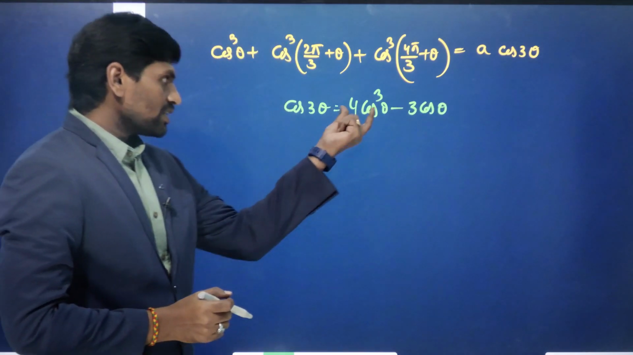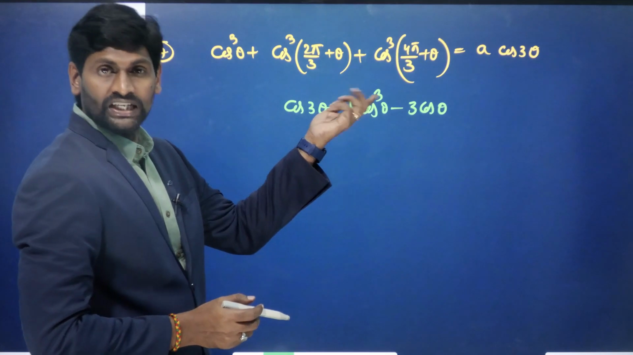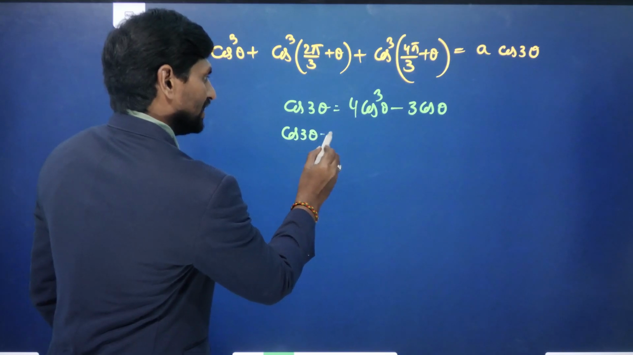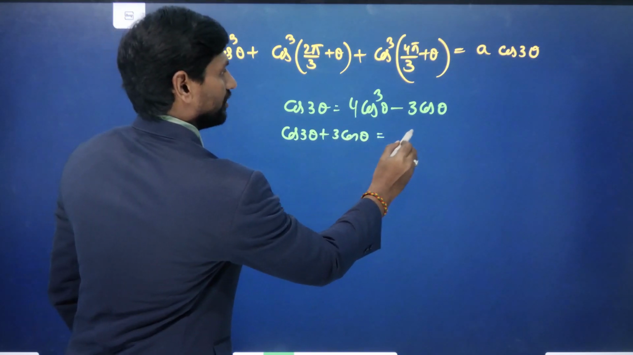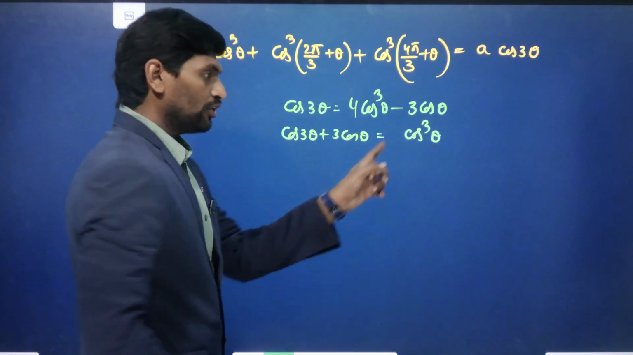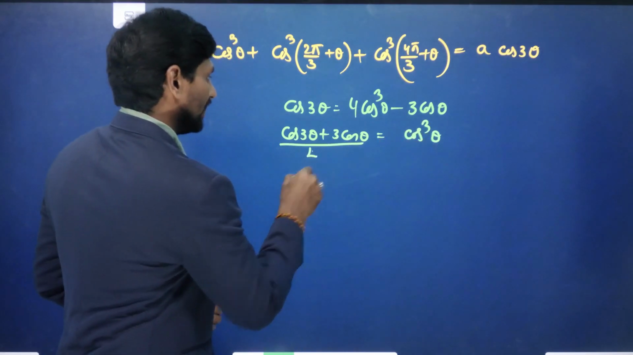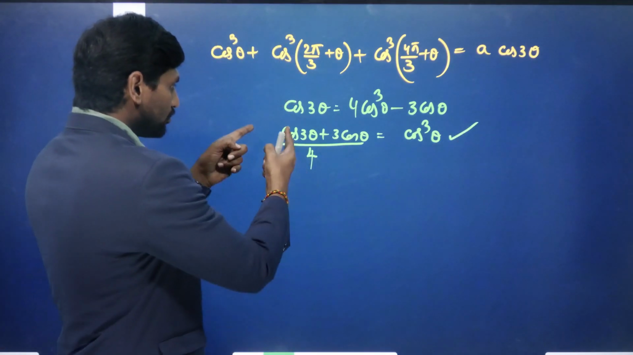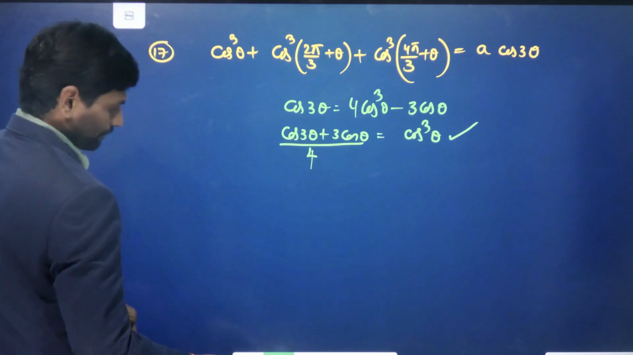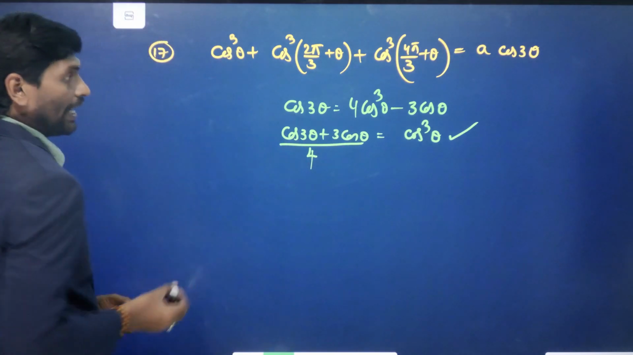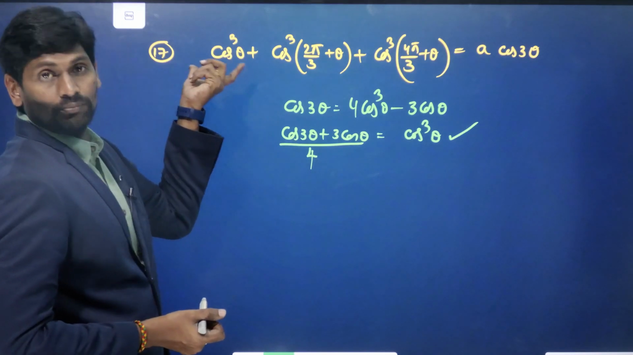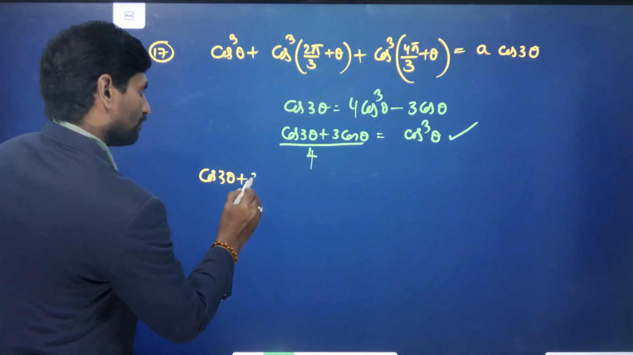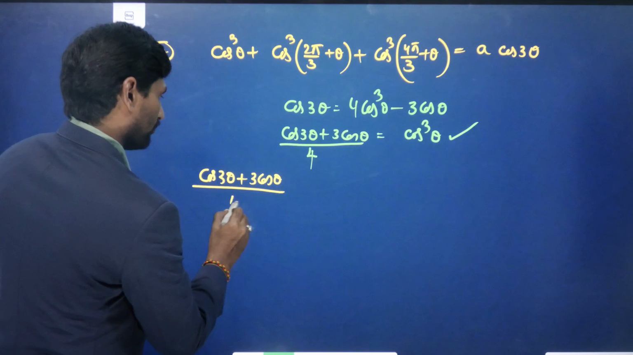Okay. So 4 cos cube theta, leave like that, and minus 3 cos theta, bring this side, we can write it as cos 3 theta plus 3 cos theta equals 4 cos cube theta. 4 is multiplying, when you transpose this, it is going to divide. That means whenever you see cos cube theta, you can substitute the value (cos 3 theta plus 3 cos theta) by 4. I am substituting in the equation, that means in the given problem, cos cube theta we can write as (cos 3 theta plus 3 cos theta) by 4.